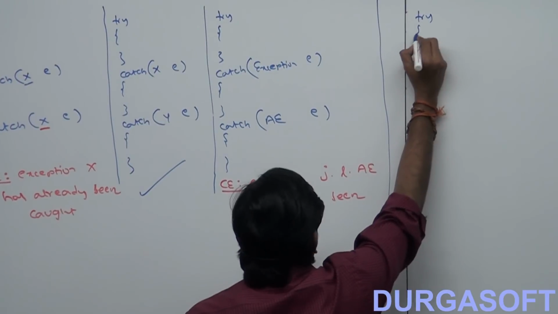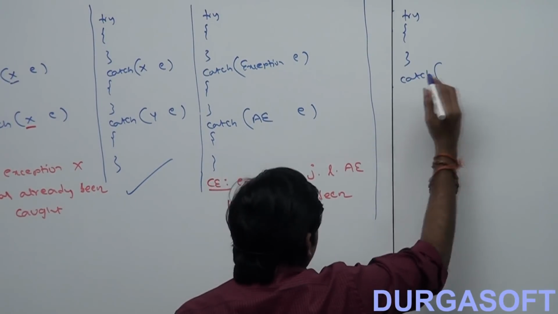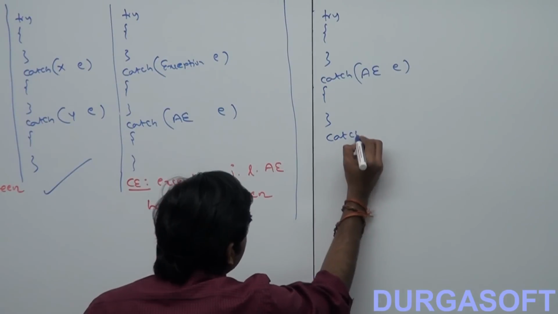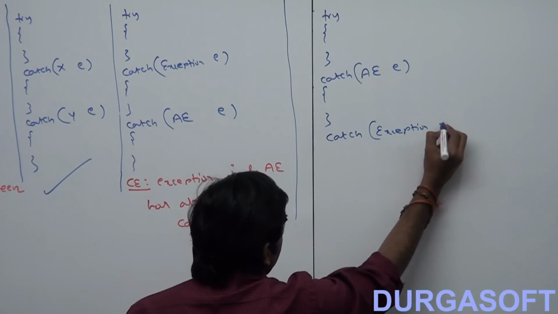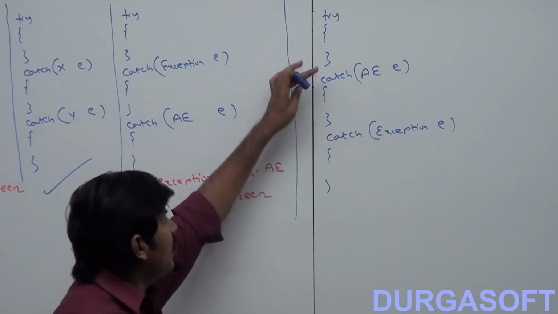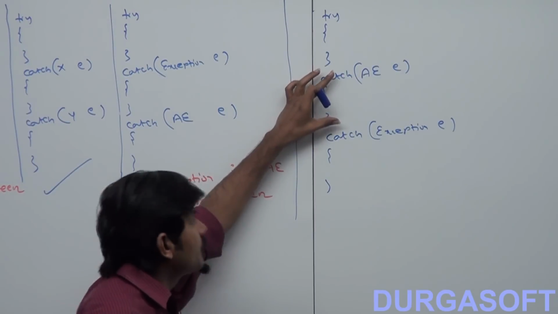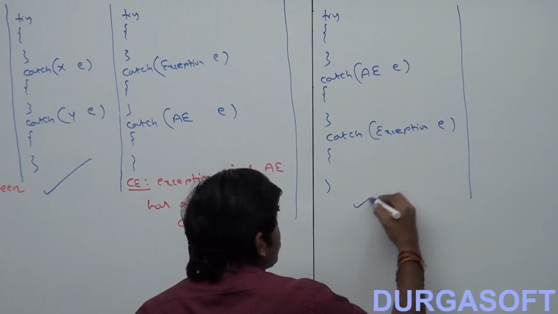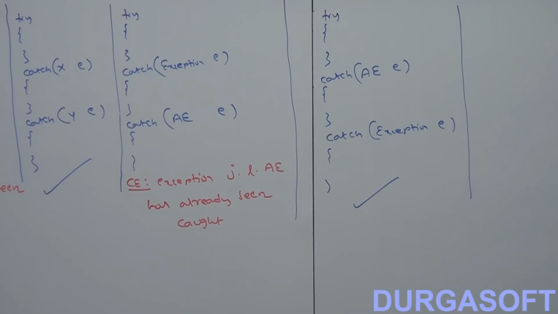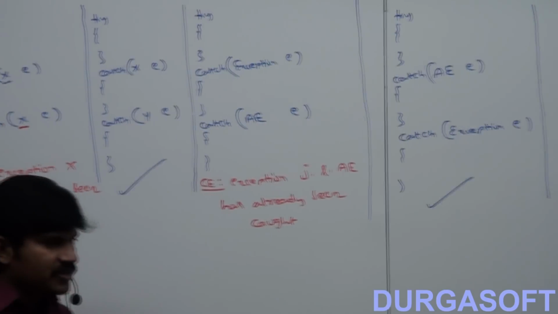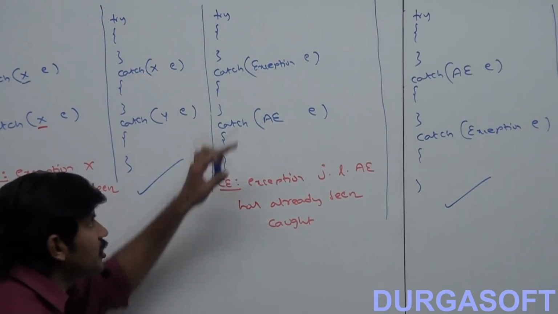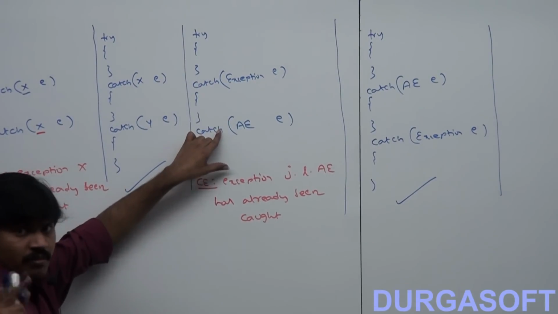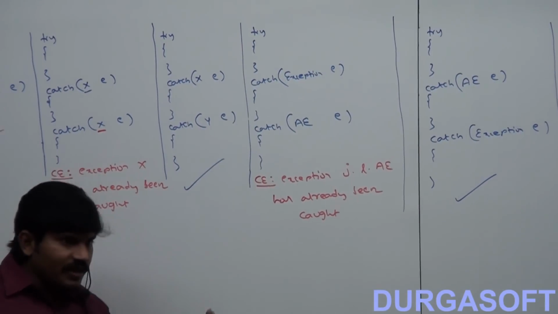Suppose I am taking try, catch ArithmeticException first, and then a catch block Exception. Is it valid or not? For ArithmeticException, this catch block is going to handle. For non-arithmetic exceptions, this catch block is going to handle. Perfectly, it is valid syntax. So make sure, very important point: a try with multiple catch blocks is valid syntax, but the order of catch blocks is very important. We have to take child to parent, but not parent to child. By mistake, if you take parent to child, immediately you are going to get a compile time error.